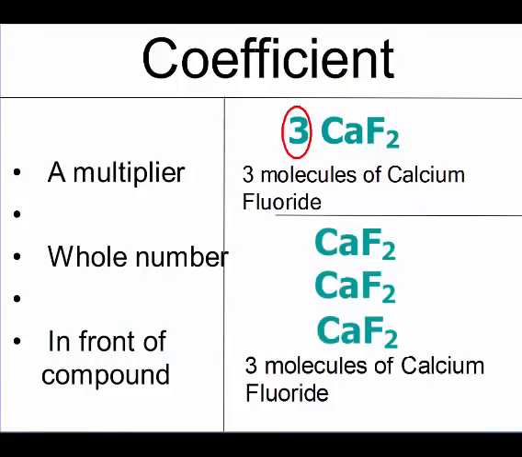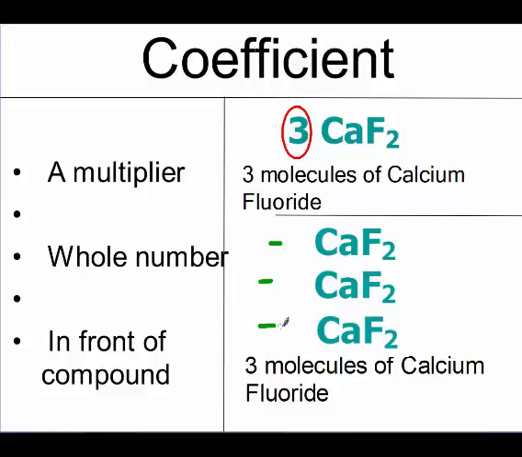So a coefficient is a multiplier. It's always a whole number, or at least in all of your cases, you'll see whole numbers, and it's found in front of the compound. So if I have 3 molecules of calcium fluoride, that's like having 1, 2, 3 molecules of calcium fluoride. So that 3 in front is multiplying.